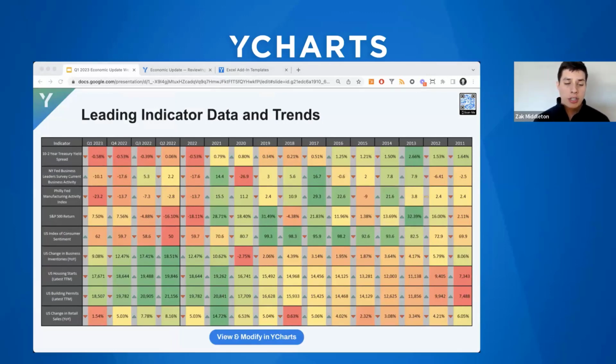So the 10-2 Treasury yield has continued to drop to levels that it hasn't fallen to in over 40 years, as Joe was just alluding to. And the Philly Fed Manufacturing Activity Index actually sank by another 9.5 points, though the NY Fed Current Business Activity improved by 7.5 points. Building permits, housing starts, retail sales all fell. However, the slump across most economic indicators, as we saw earlier, didn't really stop the S&P from advancing another 7.5%. So slump across the board with equities still rising.